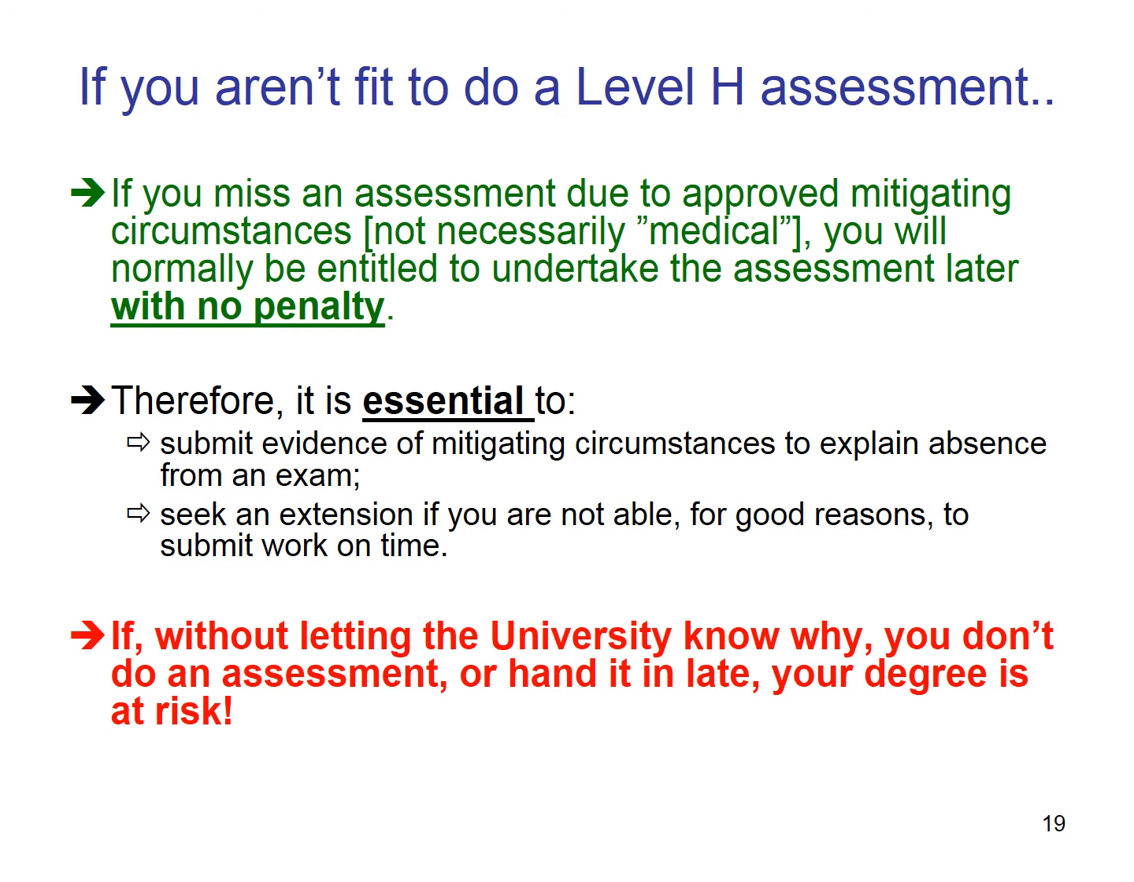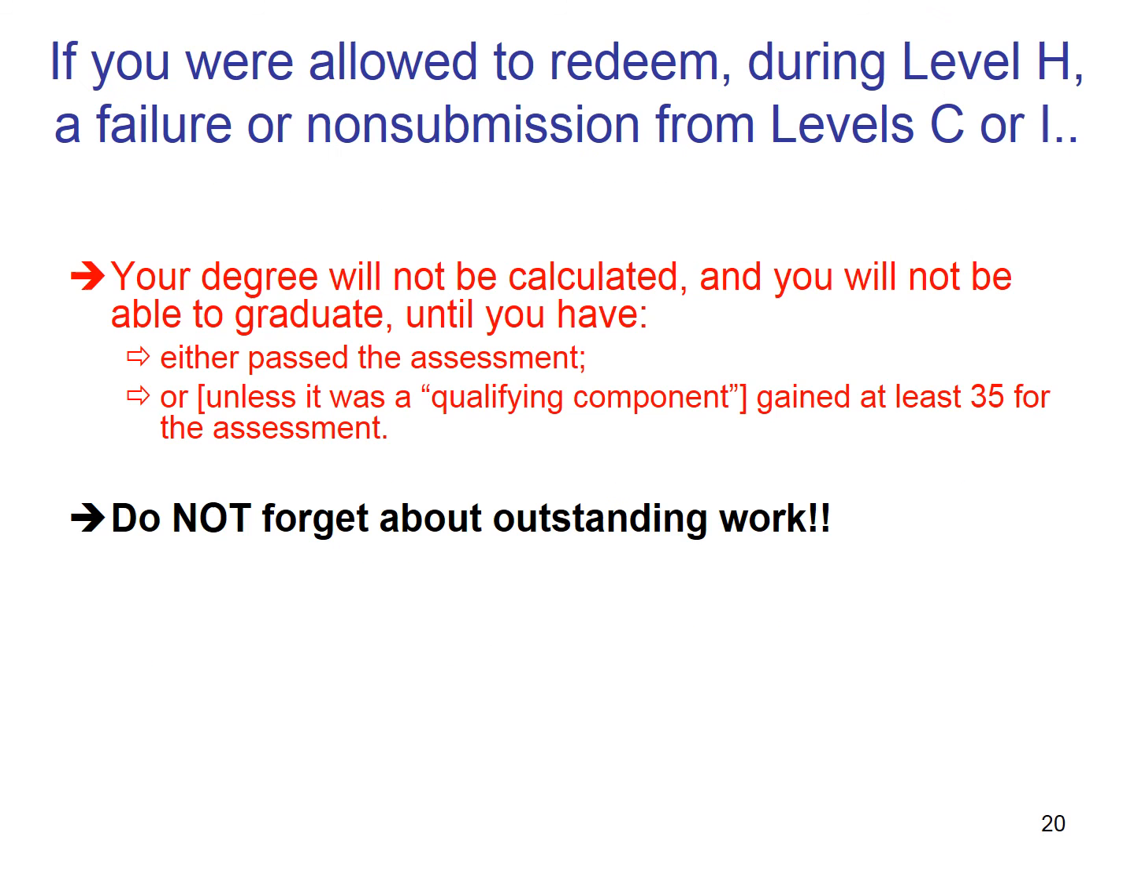And basically, if you miss an assessment due to approved mitigating circumstances, you will normally be entitled to undertake the assessment later with no penalty. So it is absolutely essential to submit evidence of your circumstances to explain your absence from an exam, and if you are unable for good reasons to submit coursework on time, you must seek an extension. And there's a big warning in red that if, without letting the university know why, you do not do an assessment or you hand it in late, your degree is at risk.